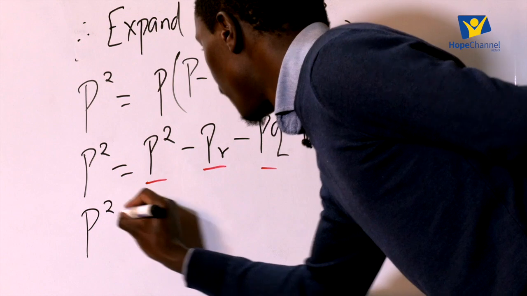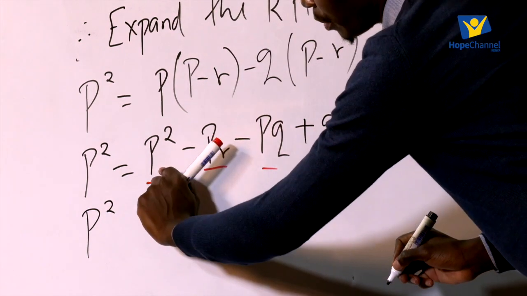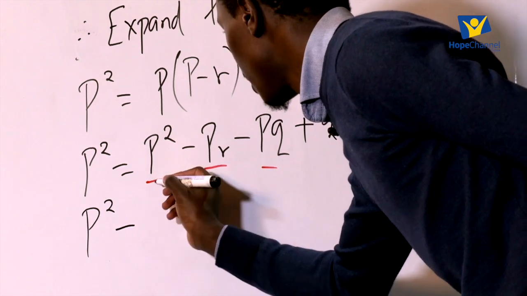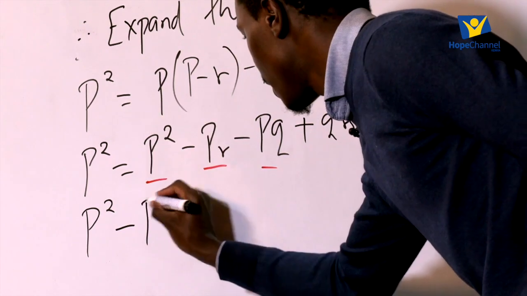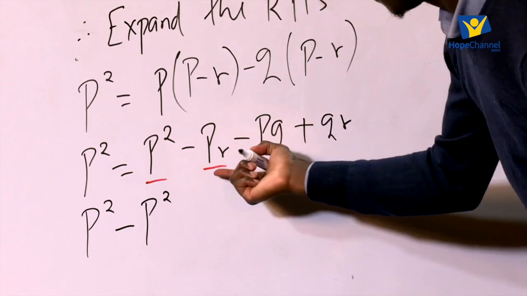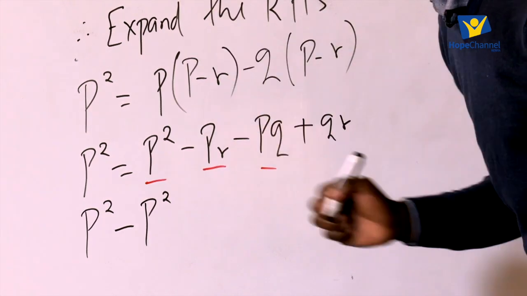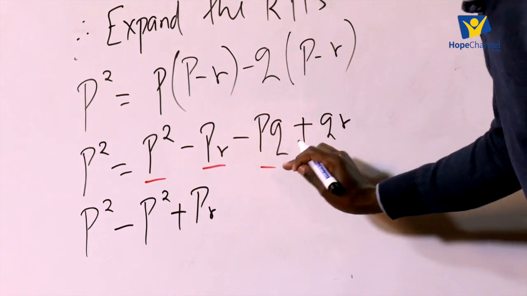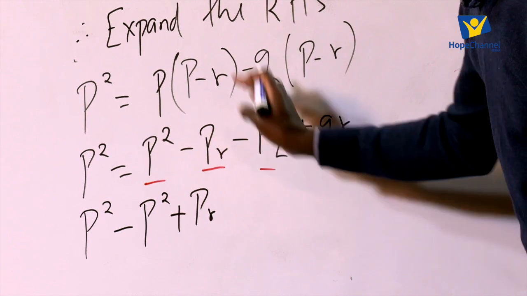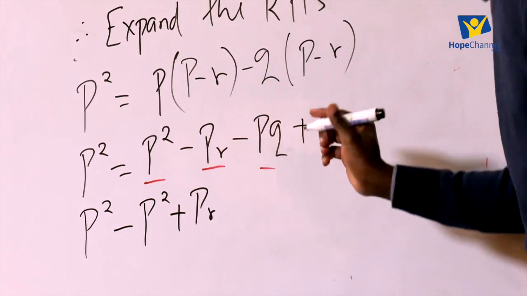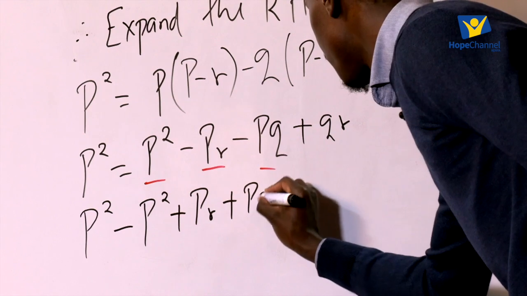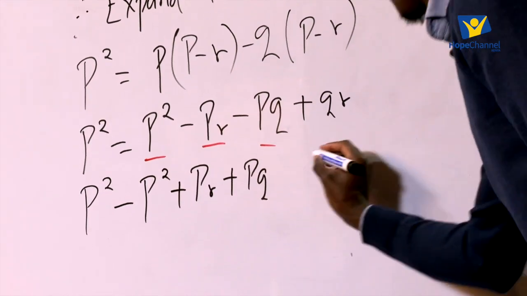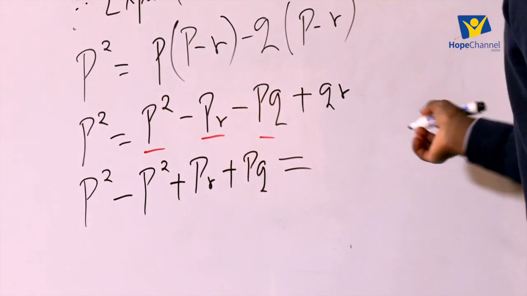p squared. Now, because this p squared is positive, when it goes to the other side, it becomes a negative. That is minus p squared. This one is a negative, negative pr. When it crosses the equal sign, it becomes a positive pr. And then we have a negative pq. When it crosses the equal sign, it becomes a positive pq. Now, because we are done with all the p's from the right hand side to the left hand side, we are remaining with qr over the other side.